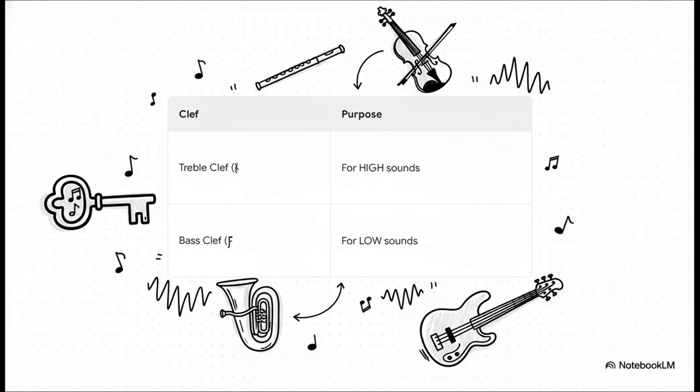But here's the thing. The staff is pretty useless without a crucial symbol at the very beginning called a clef. The two you'll see most often are the treble clef and the bass clef. The treble clef, that fancy-looking curly one, is for high-pitched instruments. Think violins or flutes. The bass clef, which kind of looks like an ear with 2 dots, is for the low-pitched instruments, like a tuba or a bass guitar. The clef is literally the key that unlocks the code on the page.